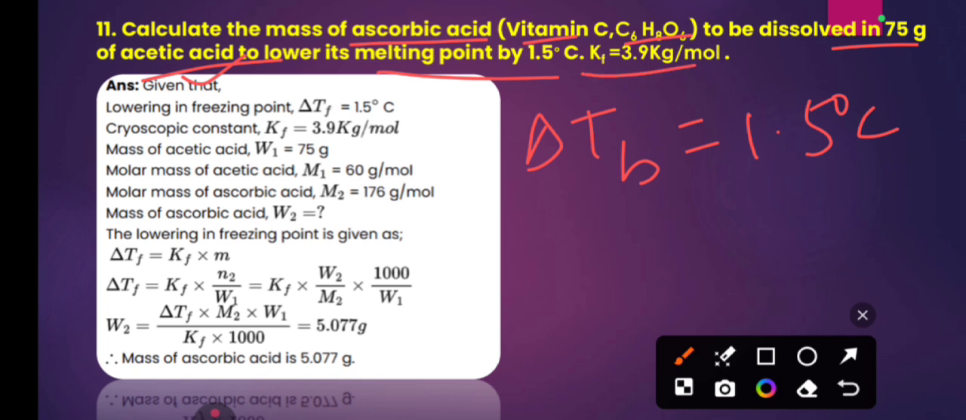They have given you KF for that, KF 3.9 kilogram per mole. Okay, they have given lower its melting point, not boiling point, so it is delta TF. So what you have to solve here? Calculate the mass of ascorbic acid. It means the amount of ascorbic acid that has dissolved. It means you have to solve the W2.